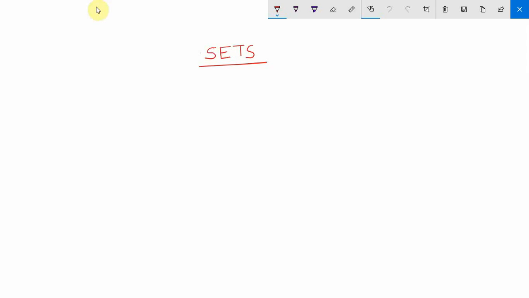So, what is a set? If we say what is a set, see, a well-defined collection of objects. So we can say set is a well-defined collection of objects. Objects or items, whatever you can say, objects or items.